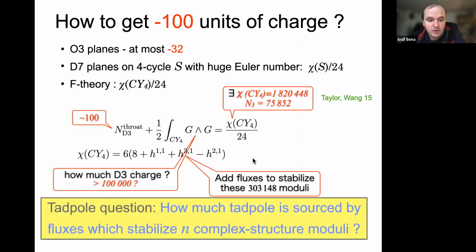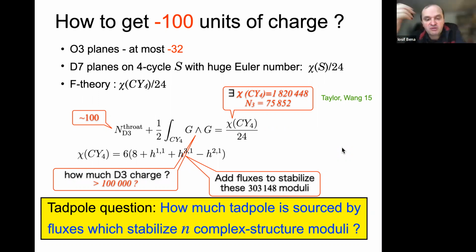You can ask a question, just in formal flux compactifications: how much Tadpole is sourced by the fluxes which stabilize n complex structure moduli? How many? Because again, you have many moduli, you want to stabilize them, you put some fluxes, but these fluxes source Tadpole. And the question is, how much Tadpole is sourced by them? This question is independent of KKLT. I mean, you can formulate it just as a mathematically self-consistent statement before putting anti-branes, before any of this discussion.